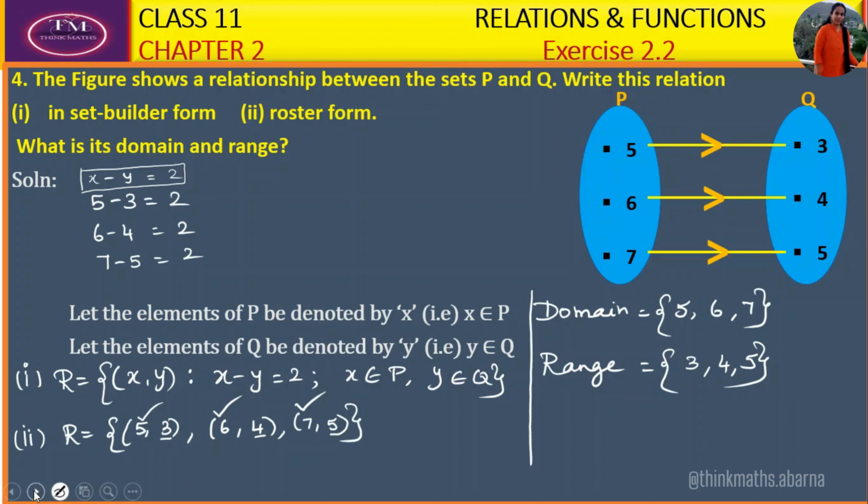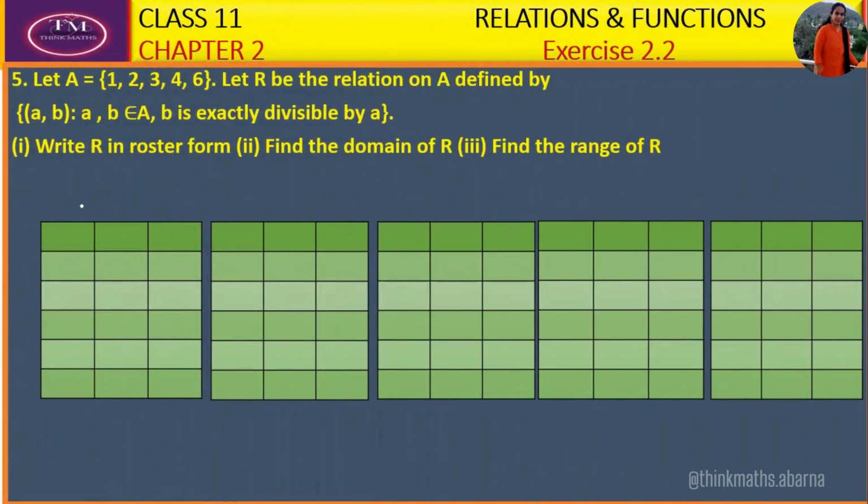Next we will move on to the fifth question. Let A be the set of all 1, 2, 3, 4, 6. Let R be the relation on A defined by the set of all (a, b) such that (a, b) belongs to A, b is exactly divisible by a. Write R in roster form. Find the domain of R. Find the range of R.